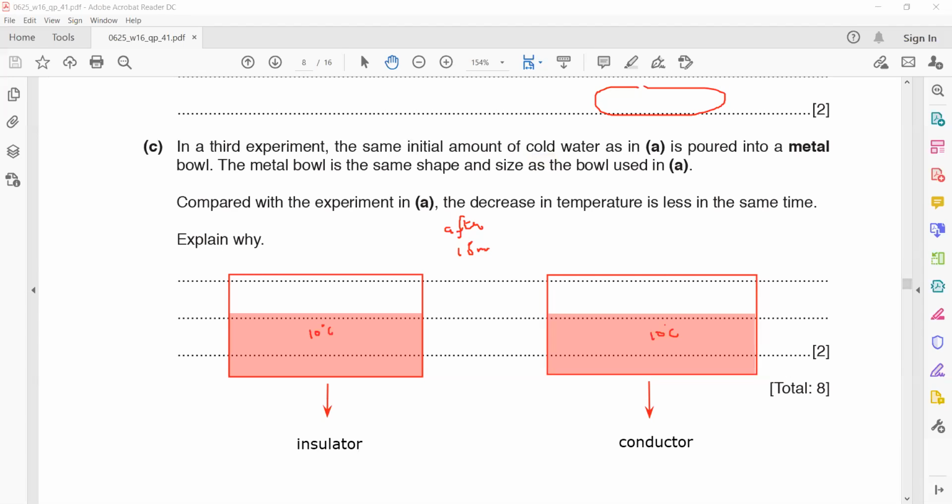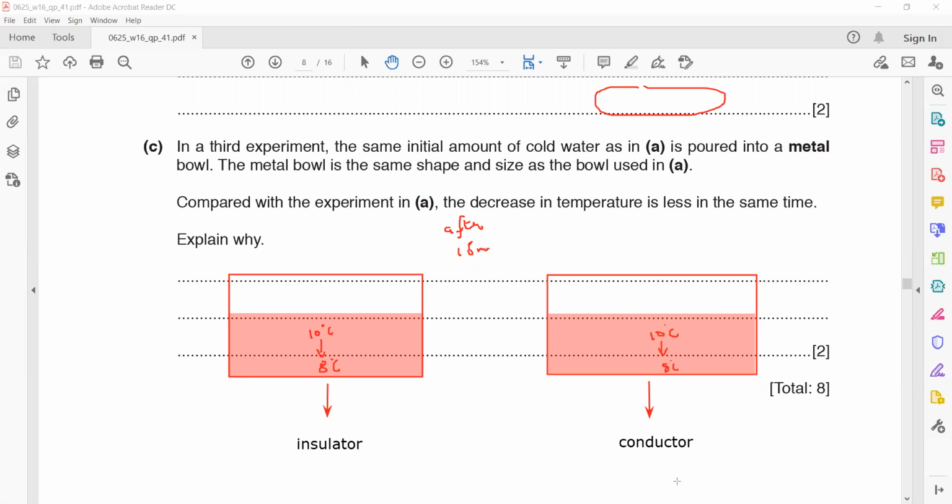Actually, the bowl which is made up of insulating material will show a greater change in temperature as compared to a bowl which is made up of metal. The reason is that an insulator does not allow heat. For example, when evaporation happens, it causes the temperature to change from 10 degrees to 8 degrees, because evaporation is a cooling process, so the temperature will decrease. Here also the temperature decreases 2 degrees because of the same rate of evaporation in the beginning.